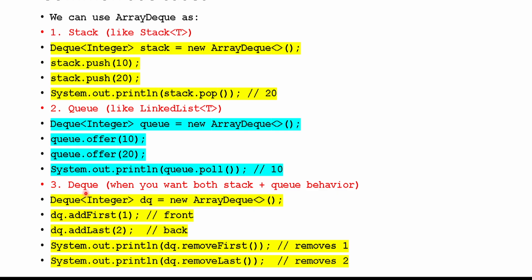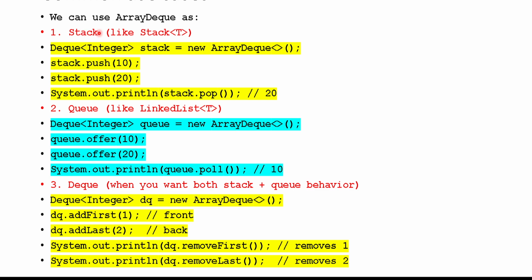When we talk about the Deque, where you want the stack features as well as the queue features, in that case you need the Deque, and you will call the methods addFirst and addLast. So if you observe this, all the representations look similar to each other. But the question is, there will be methods called first and last. Here you have seen the offer. Here you have seen the push.